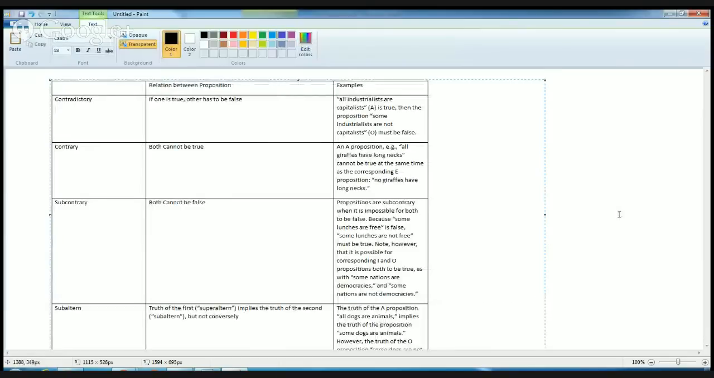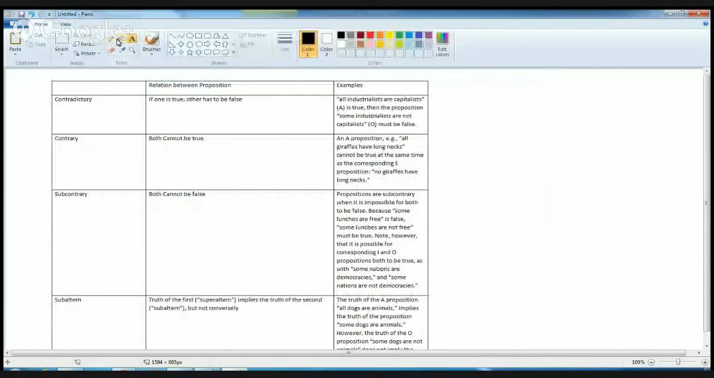First is contradictory. In contradictory, as I said, if one is true, the other has to be false. So if I say all industrialists are capitalists is a true statement, then some industrialists are not capitalists would definitely be false, because if I am claiming that all industrialists are capitalists, then I cannot say some industrialists are not capitalists. So if one statement is true, the other has to be false. That is what contradictory is.